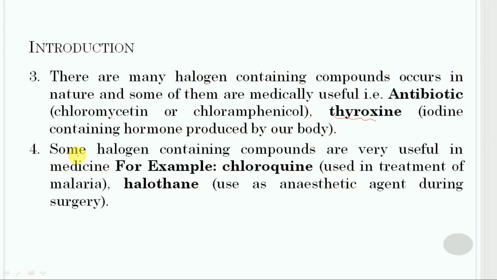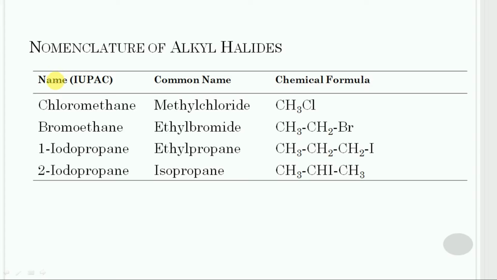There are some synthetic halogen containing compounds that are very useful in healthcare and medicine. For example, chloroquine, which is used for the treatment of malaria fever, and halothane, which is used as an anaesthetic agent during surgery. Next is the nomenclature of alkyl halides.